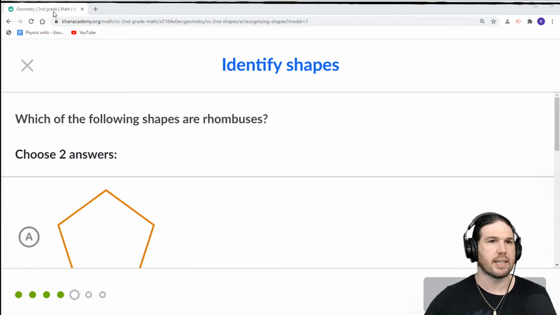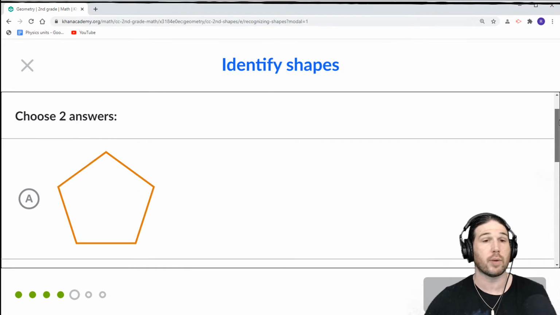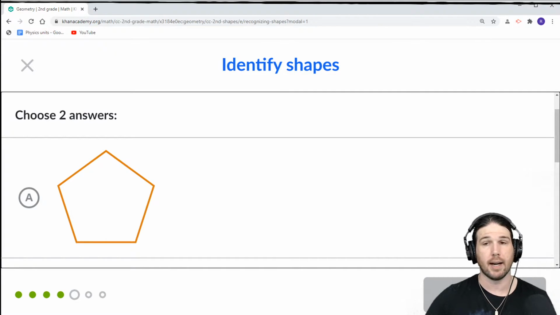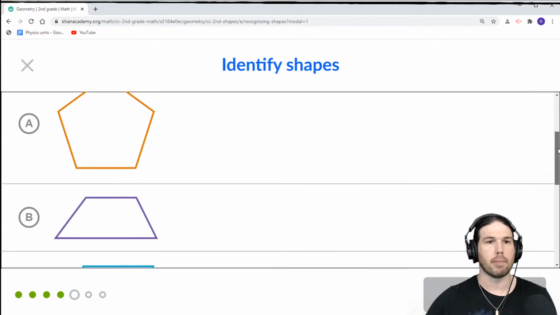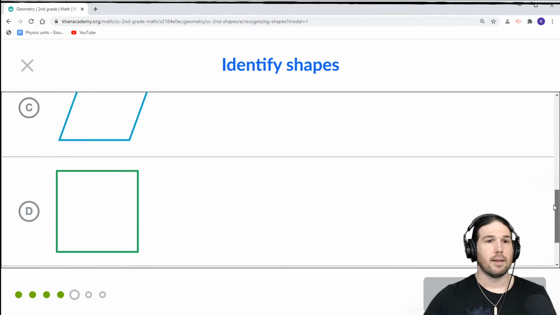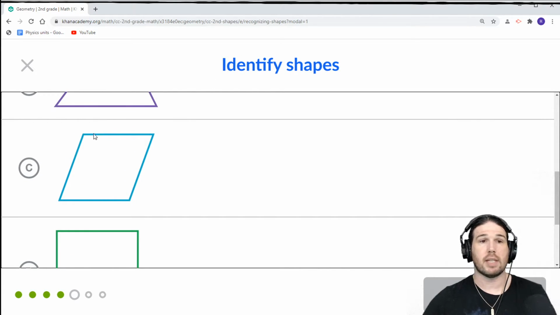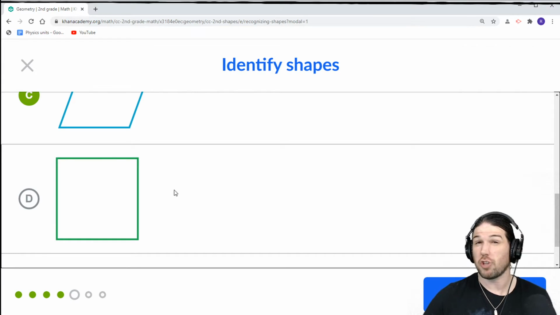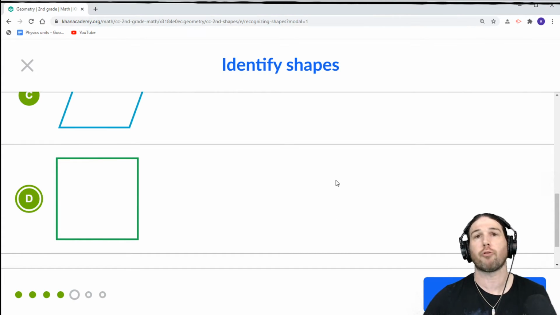So let's see which of these have four equal sides. Well, this one has equal sides, but there are 5 of them, so that is a regular pentagon, not a rhombus. B is a trapezoid. C looks like it could be. These sides look all the same length, so I'll go ahead and say C. And D is a square, which, as I just said, is indeed also a rhombus.